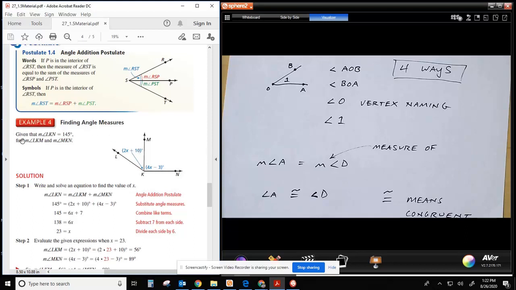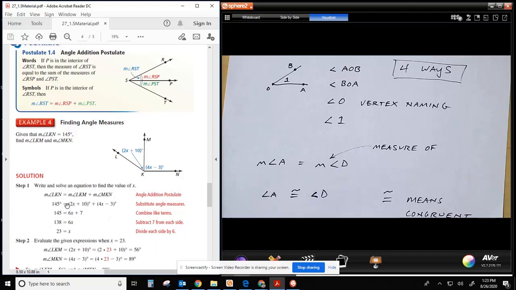This tells me in the example the measure of LKN, which is here, here, here, is equal to 145 degrees. And it's obtuse. It looks like it is greater than 90. They've used this postulate to set this equation up and solve for x. So they're saying 145 degrees is this angle, 2x plus 10, and added to that, 4x minus 3. Add those two angles together.